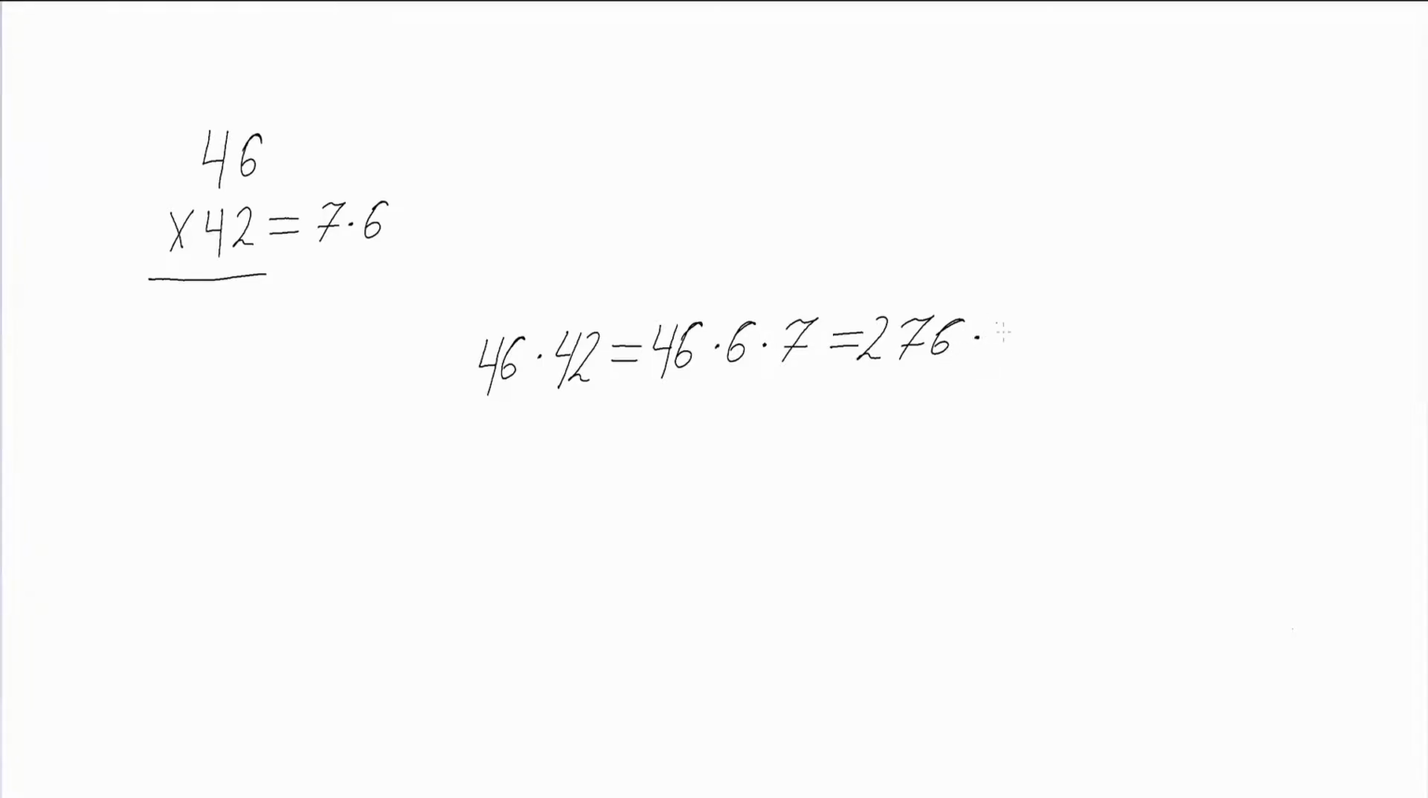The product of 6 and 482 is 276. Then we multiply 276 by 7, and we get 1932. So our final answer is 1932.